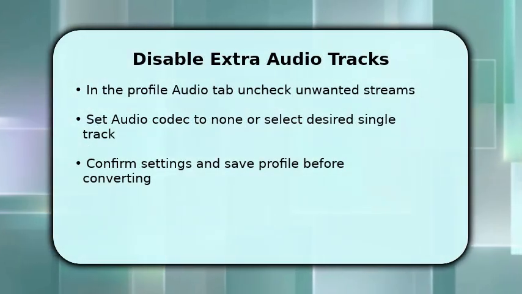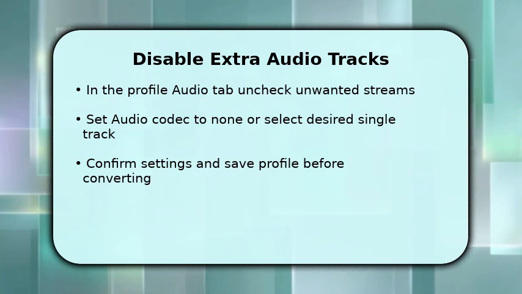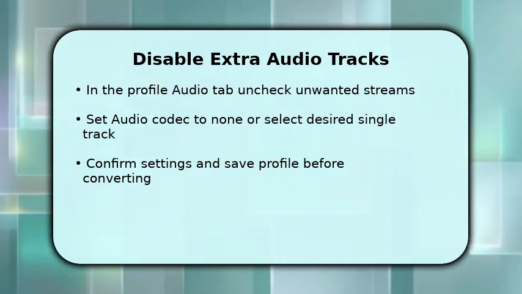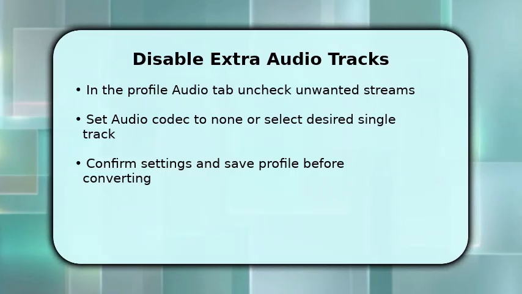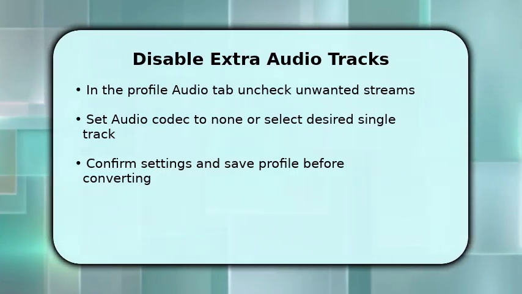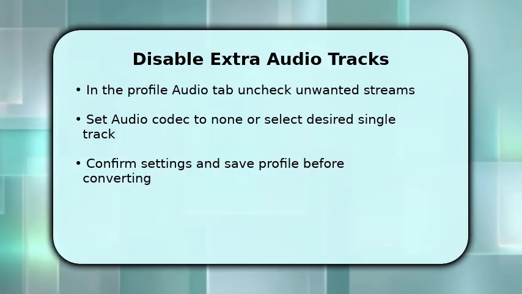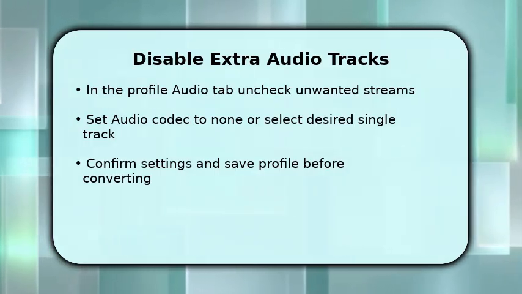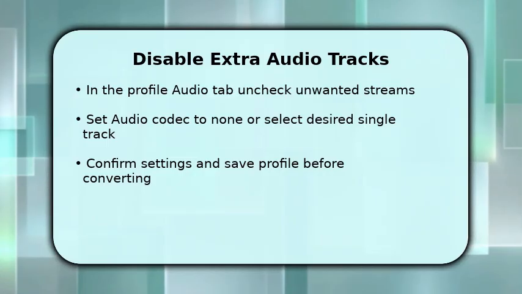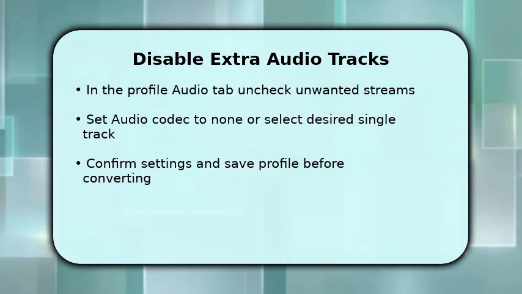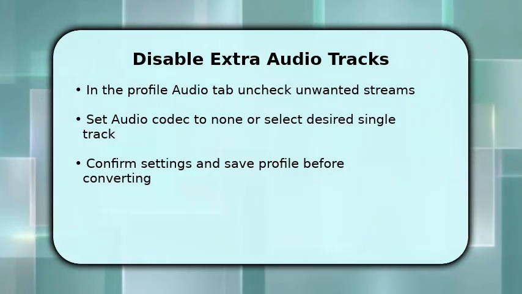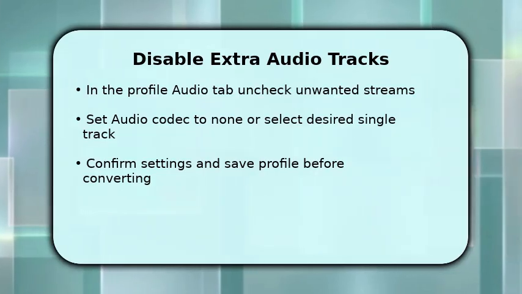Now focus on the audio settings. In the Profile's Audio Codec tab, uncheck any audio streams you do not want included. If VLC shows options for track selection, choose the single track to keep. Otherwise, disable audio and re-enable only the desired stream. Once done, save the modified profile so VLC uses those exact settings for this conversion.